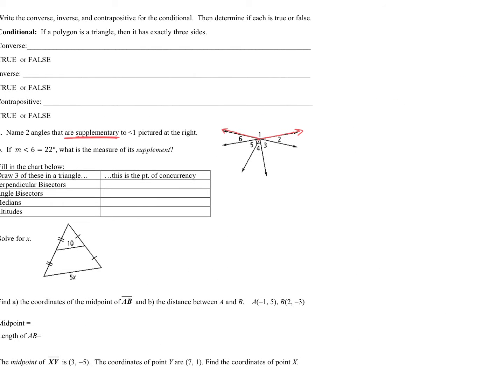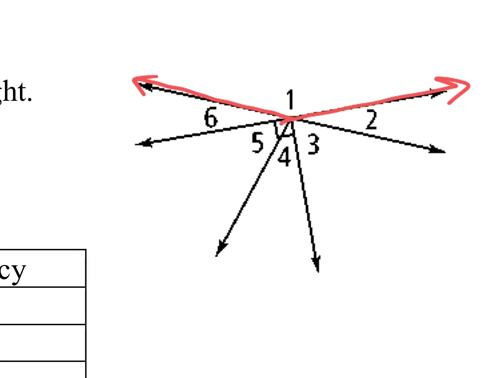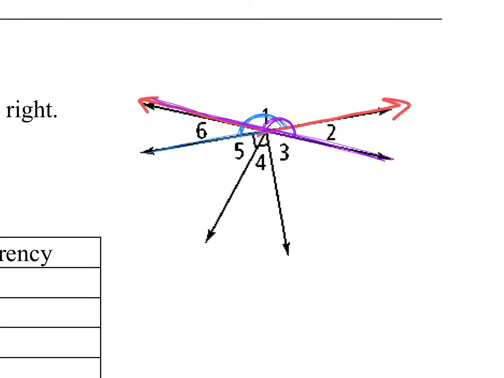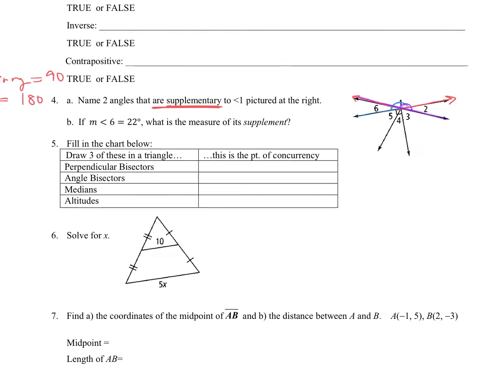If you look here, basically what that means is we are trying to make a straight line. So which angle will help us make a straight line with that angle 1? Angle 6, right? This is a straight line here. So here's a linear pair that will add up to 180. What's the other one? 2, right? This line right here also makes a straight line. So 1 and 2 and 1 and 6 are both supplementary. Okay? So 2 and 6 is what you're looking for there.